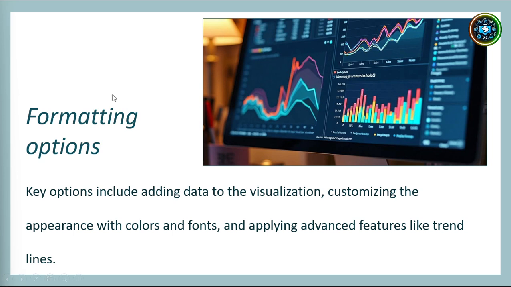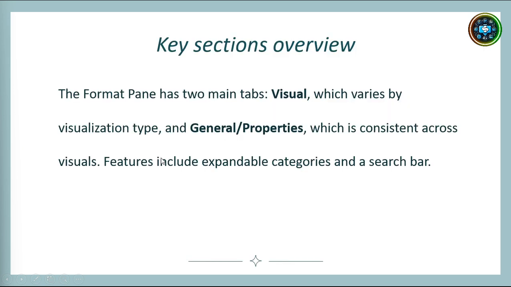So what is formatting? The very important thing is key options include adding data to the visualization, what data you want to show, and customizing the appearance with colors and fonts, and applying advanced features like trend lines. So these are the important formatting options. Now the formatting pane has two main tabs: one is visual and the other one is general and properties.